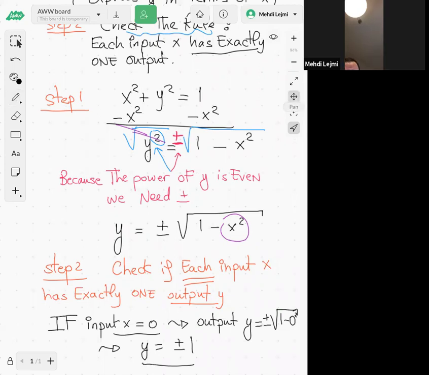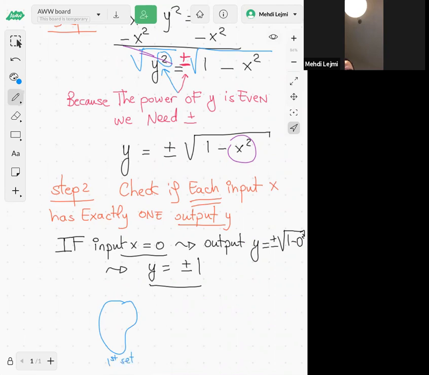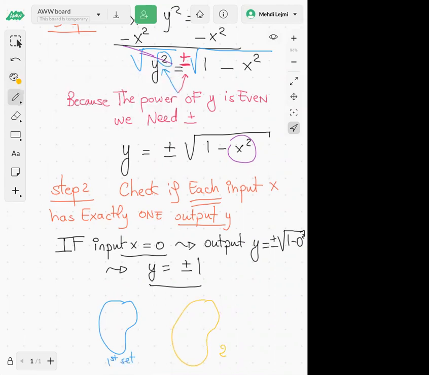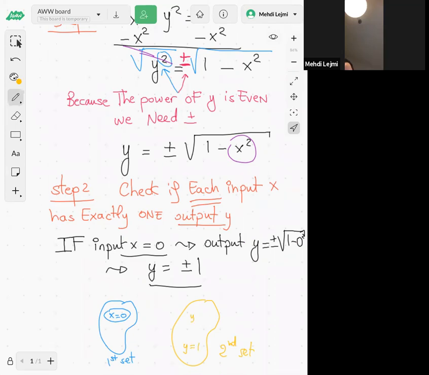In other words, remember I had these two sets, here's the first set and here's my second set. If my x is 0, here's x equal to 0, this is a point here, and here I have, let's say, y equals 1 and y equals -1. What I'm saying is that if my input x is 0, I got two outputs, plus or minus 1.